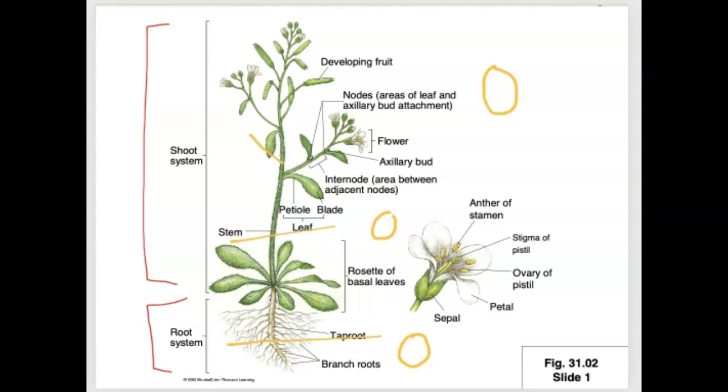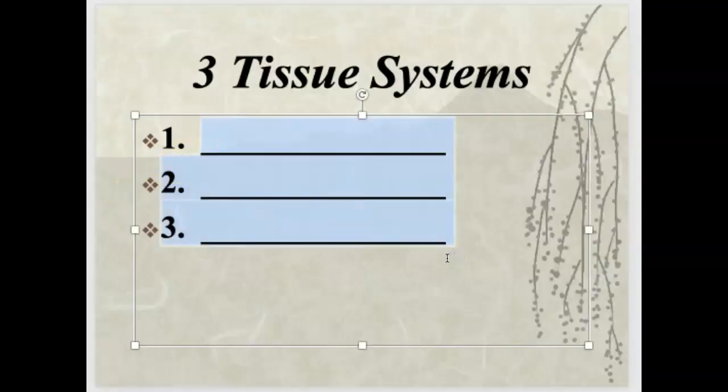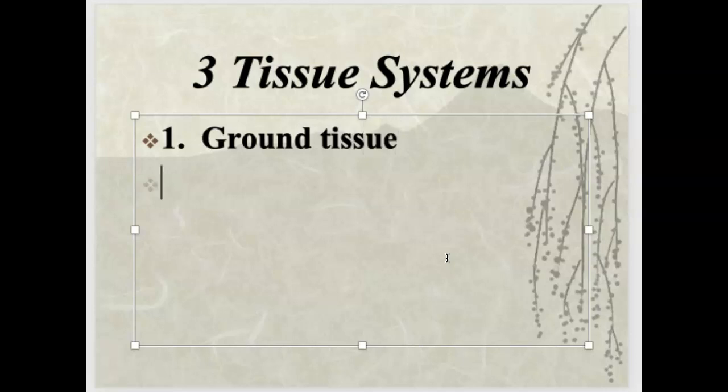So that is something I want to stress here. When we're looking at tissue systems within the plants, we're going to see all three of these across the entire plant body. It doesn't matter where you're at. Now, there will be variation in which system is more prevalent in certain areas, but the three tissue systems we're going to be seeing here: ground tissue, vascular tissue, and dermal.